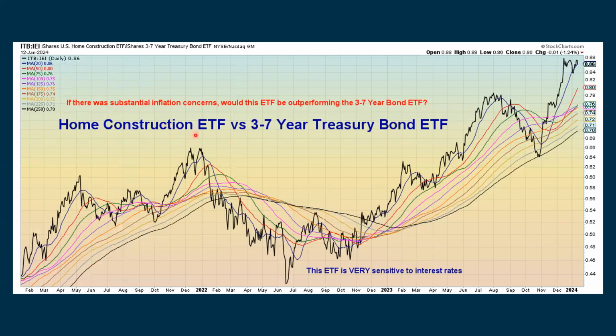This is the home construction ETF versus bonds. If this was really going up, that means that the home construction, which is very sensitive to interest rates, would be going down the way it was over the summer and into the fall. Well, now that this is going back up, that means that the market is not as concerned about interest rates.